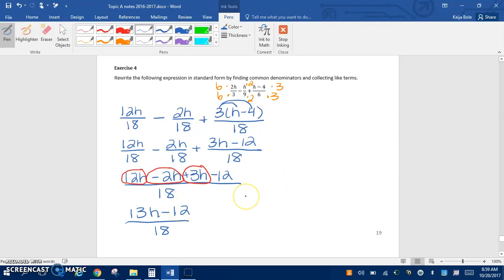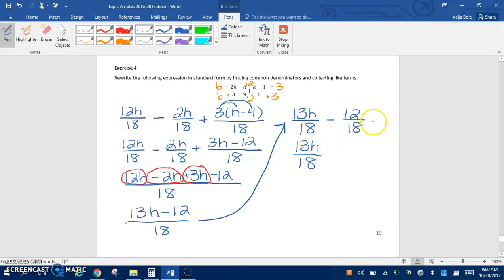And then you always want to separate out. So I'm going to come up top here. So we're going to separate the fractions. So we have 13h over 18 minus 12 over 18. So 13h over 18, we really can't simplify, so that just stays the same. But here we can divide, let's see, we can divide 12 and 18 both by 6. So we divide them both by 6. Then we get 2 over 3. And this is our final expression.